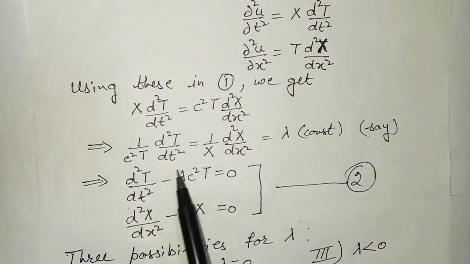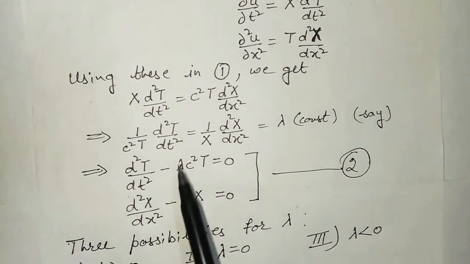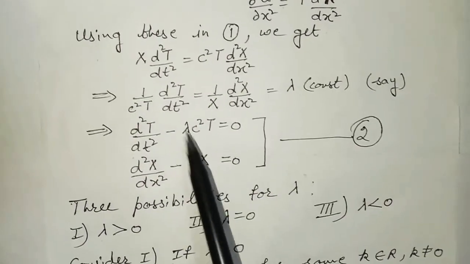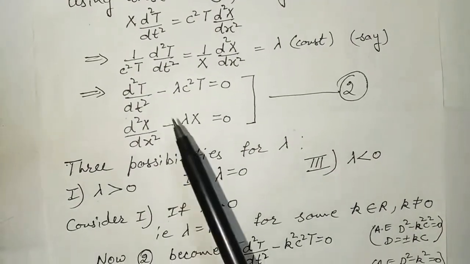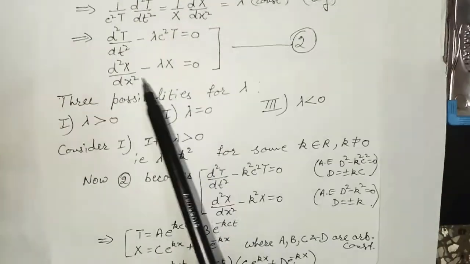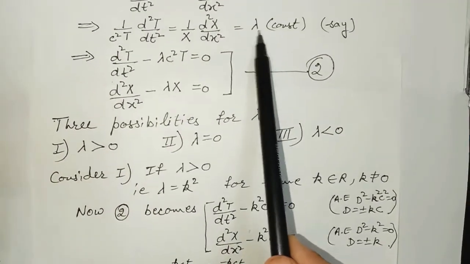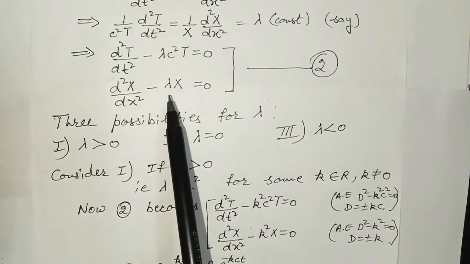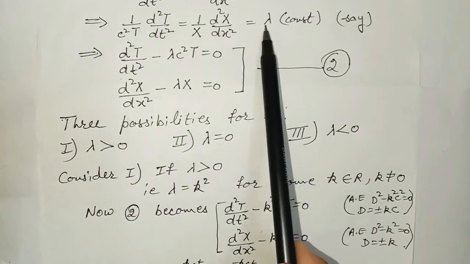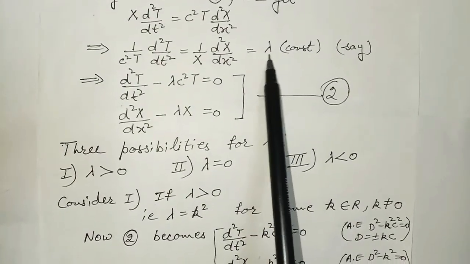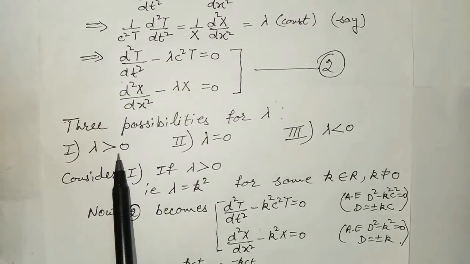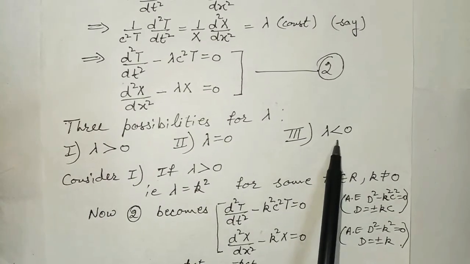Now we have two differential equations. You can see these are the two ordinary differential equations. Now we are going to solve these two equations. But because this lambda is constant, you can ask what type of constant it is. So we have three possibilities. This lambda may be positive, it may be 0, or it may be negative.